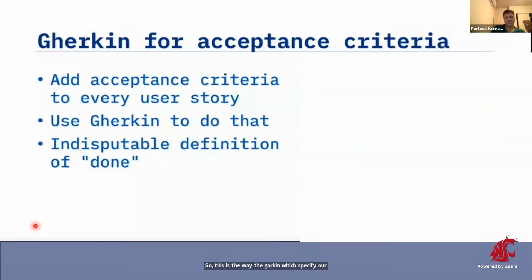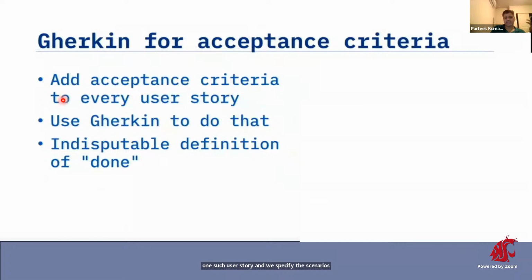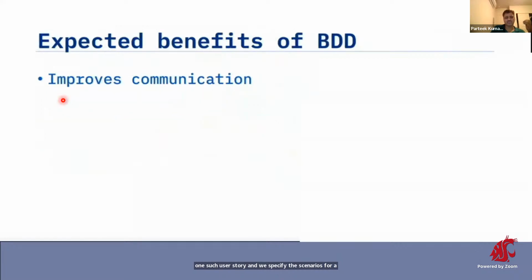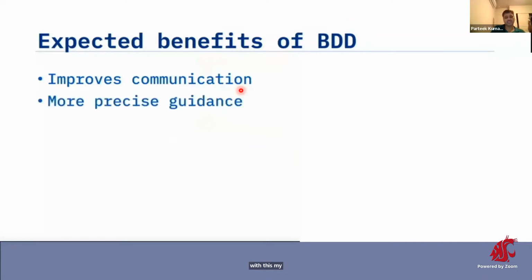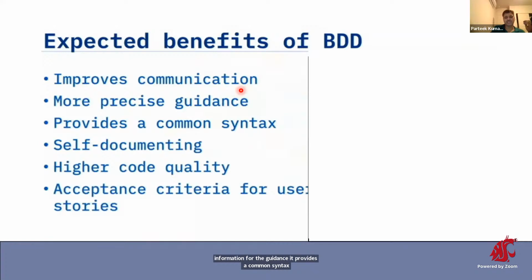Gherkin is used for every user story. This is one such user story, and we specify the scenarios for a given user story. And we use Gherkin to do that particular behavior driven design. You can see that it improves the overall communication, because with this, my stakeholder and developer both can communicate, and it provides precise information for guidance. It provides a common syntax. It is self-documenting, and it ensures higher code quality and acceptance criteria, particularly for user stories.